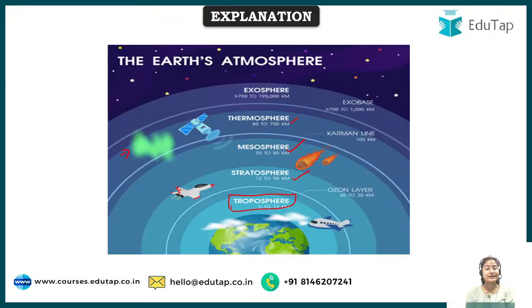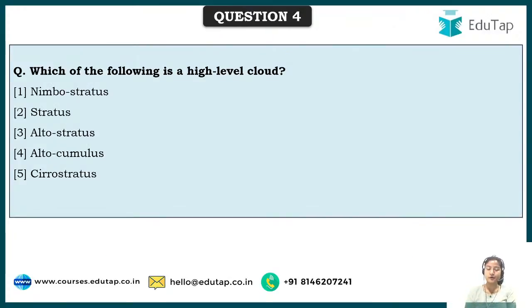It is the outermost layer of the atmosphere. So now you know that there are 5 layers, and I hope you know the function of every one of the above. Okay, now come to question number 4, and it says, which of the following is a high level cloud?